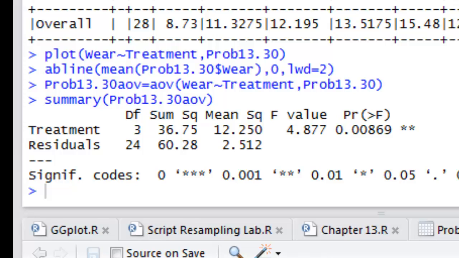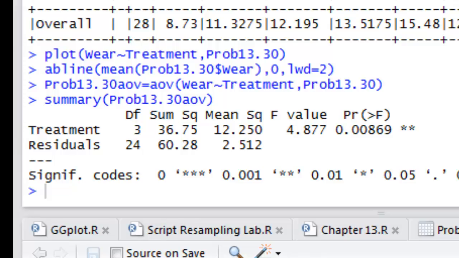Add those all up, and then residuals within treatment are the difference between my observed values and my treatment mean, those differences squared and added up. Dividing by the degrees of freedom gives me an estimate of the variance between treatments, 12.25, and the variance within, unexplained or error, 2.512.